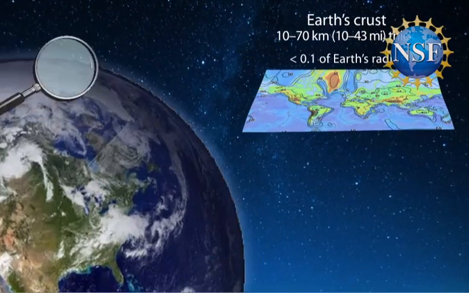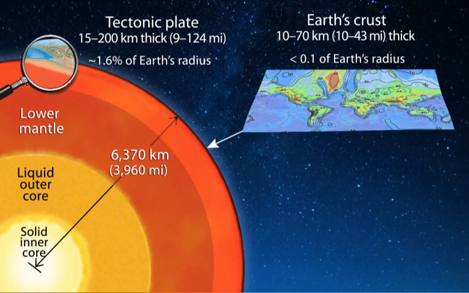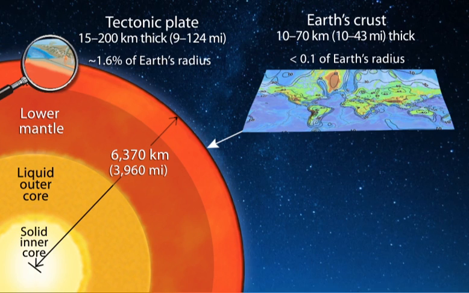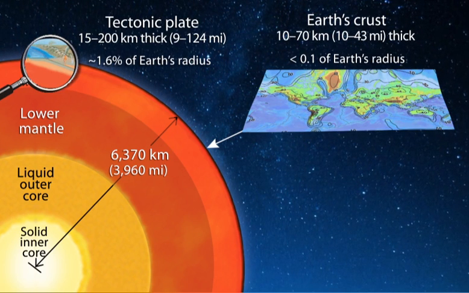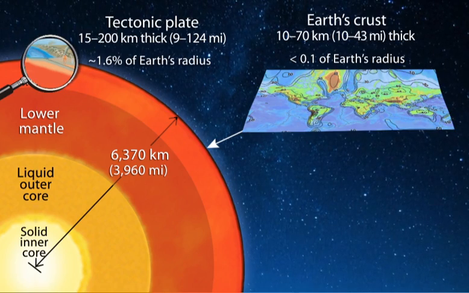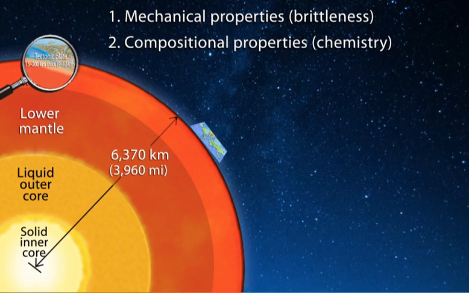People often use the terms crust and tectonic plates interchangeably. It can be confusing because they're paired, and yet they are distinct from each other. Earth's outermost layers can be defined using two separate properties, mechanical or compositional.